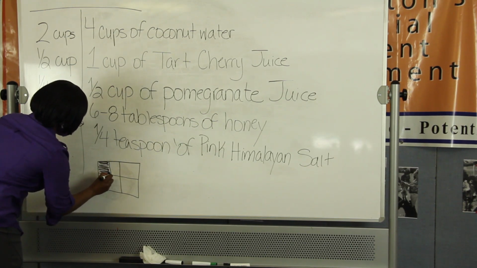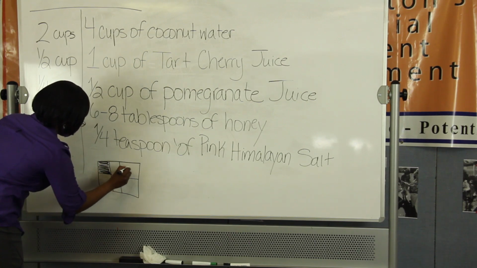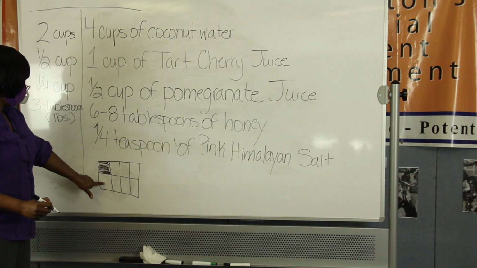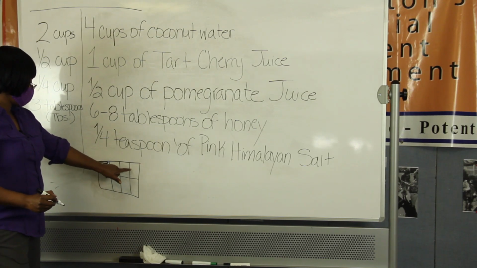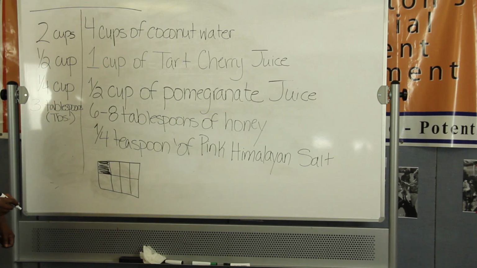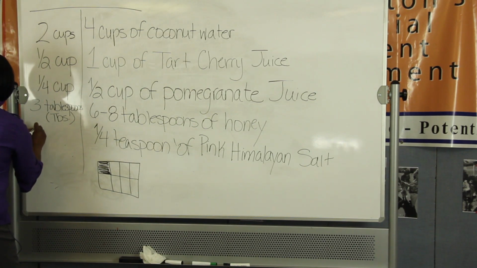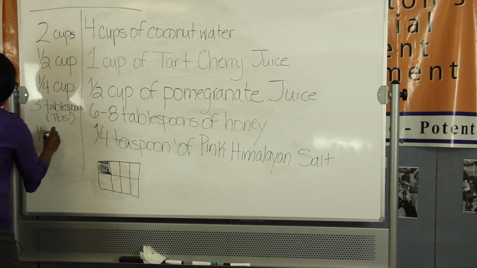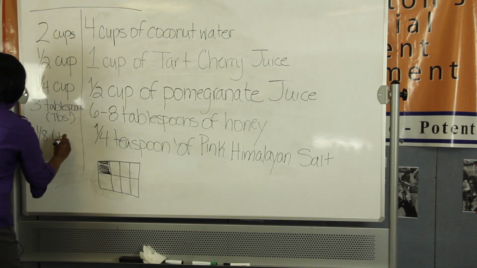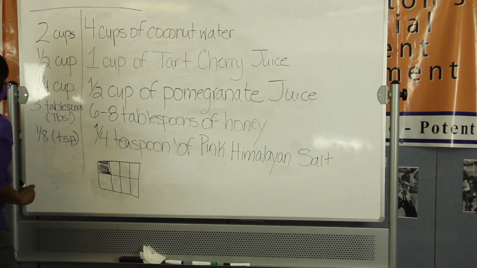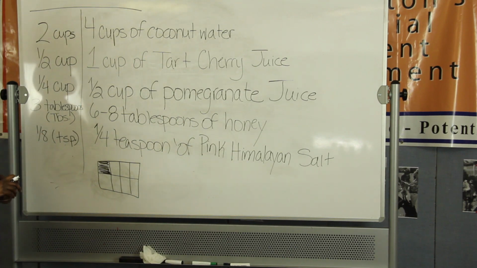Now let's make all of them look the same. How many parts we got now? 1, 2, 3, 4, 5, 6, 7, 8. So you only want 1 of the 8 parts. So that's 1/8. And it's a teaspoon. The abbreviation for teaspoon is a small t and S&P. All right, so we got what we need now.